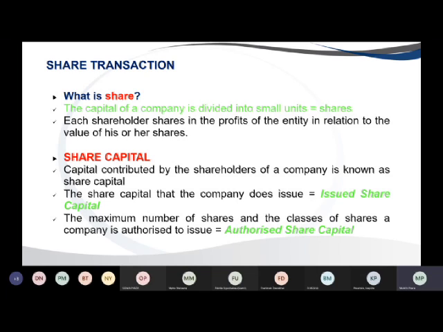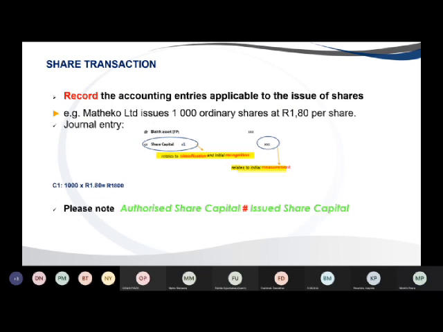There are no questions on slide 6. I would like to move to the next slide, still carrying on with the share capital. Remember that I keep bringing up the recording of accounting entries for the issue of shares. Let's look at an example. For instance, Mateco Ltd. Mateco is one of my enterprises. It issues 1,000 ordinary shares at R1.80 per share.